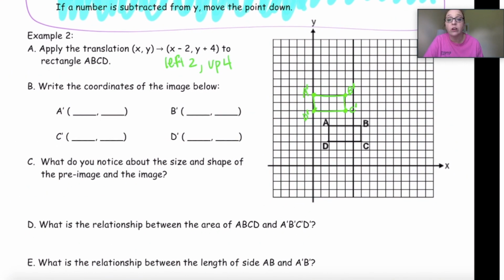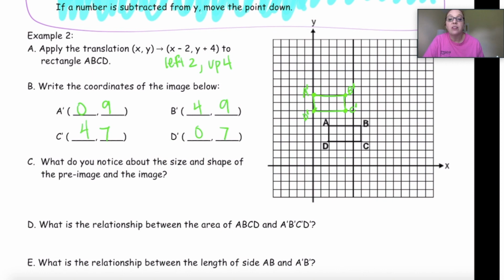Then it says write the coordinates of the image below. So A prime is located at 0, 1, 2, 3, 4, 5, 6, 7, 8, 9. B prime is at 1, 2, 3, 4, 9. C prime is at 4, 1, 2, 3, 4, 5, 6, 7. And D prime is at 0, 7.